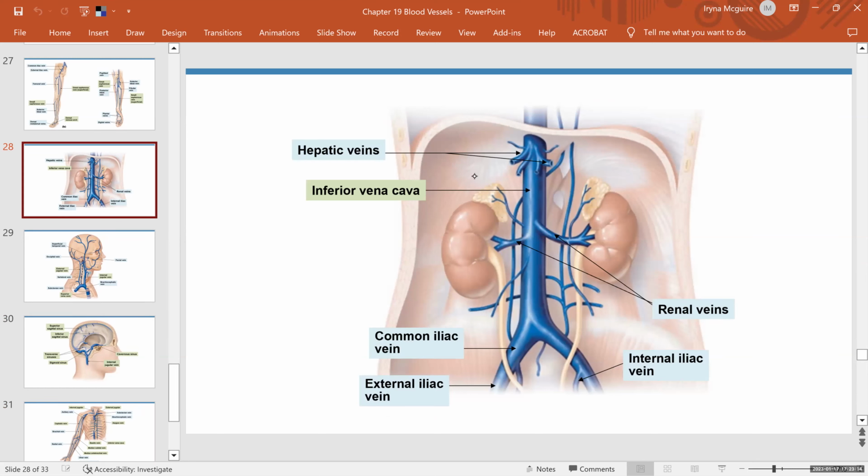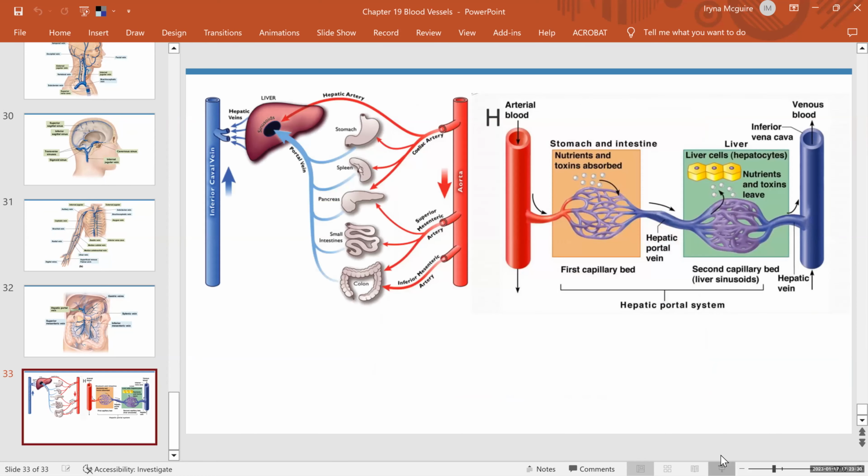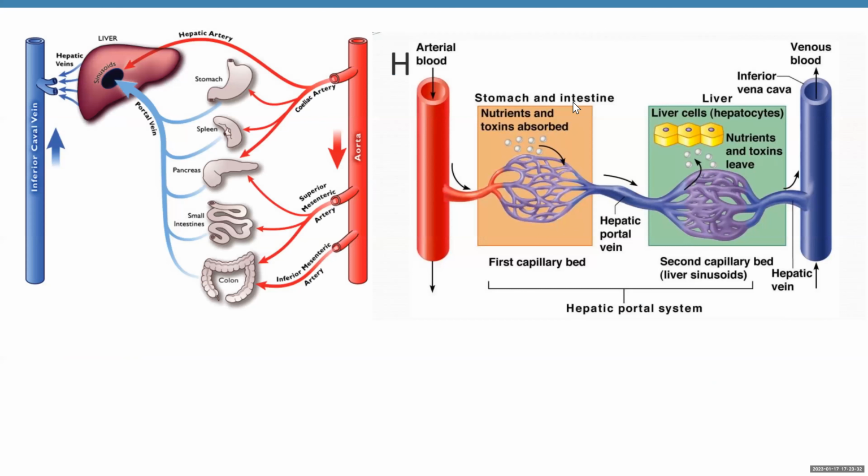vein. So imagine you have the liver over here. So here you have a liver. And from the liver, you bring blood through the hepatic vein to the inferior vena cava, right? So it's called portal circulation. So let's look at this diagram over here.